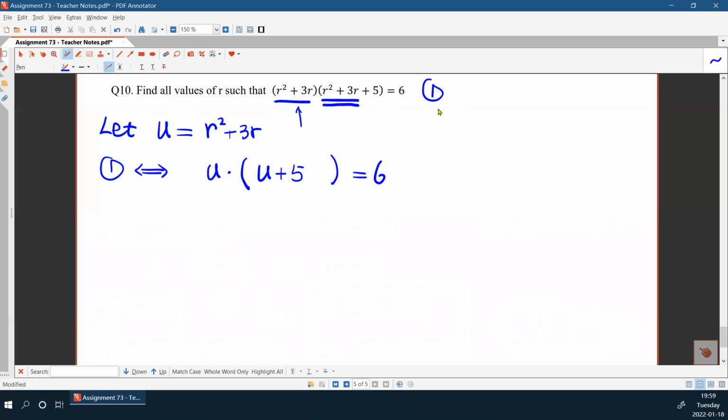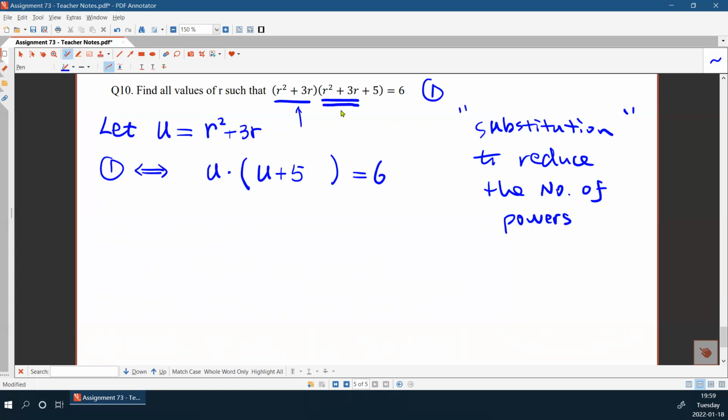So the logic here is to use substitution to reduce the number of powers in the original equation, because we do not know how to solve something like x to the 4th or x to the 5th. We only know how to solve x squared, right? This is the highest order we can deal with.